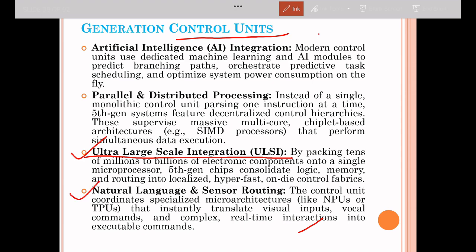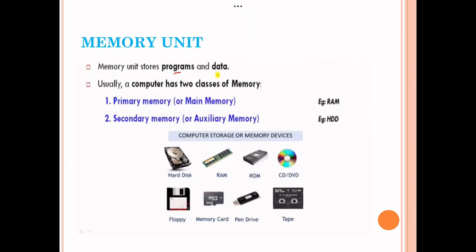And second, natural language processing. We will also create one video on what natural language processing is and how it works. So here we will not discuss more. Now students, what is the memory unit?